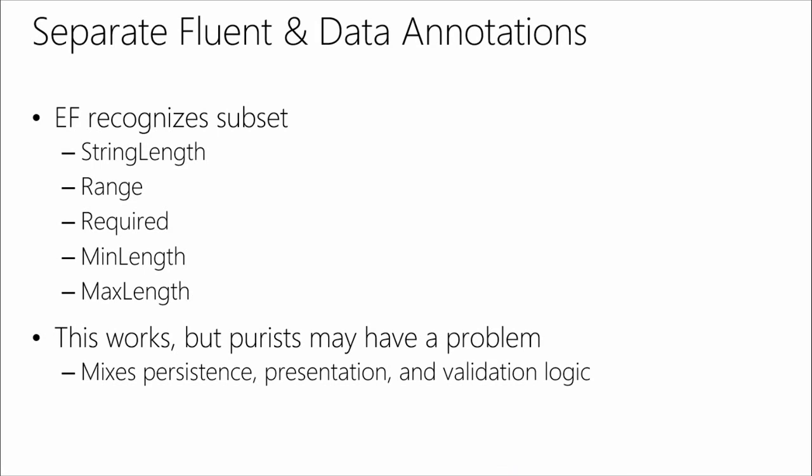Keeps the classes clean. Now, the problem, when you start taking your data annotations and you separate them from your Fluent API, there's a couple things that you have to be aware of. So Entity Framework recognizes some of them. In other words, if you use the required attribute on your entity, Entity Framework recognizes that. If you use string length, range, min length, max length, Entity Framework recognizes that. It doesn't recognize all of them, though. So there's kind of a disconnect between what Entity Framework supports and what MVC or some other technology might see in the data annotation namespace. They're kind of separate.